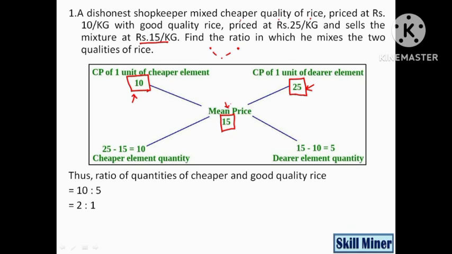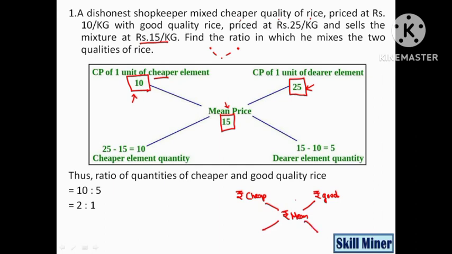Okay, the allegation rule will be: the cost of the cheaper element you need to write in the top left corner. The cost of the good element will be written at the top right corner. The middle will be the mean price. Okay, the middle one will be the mean price.